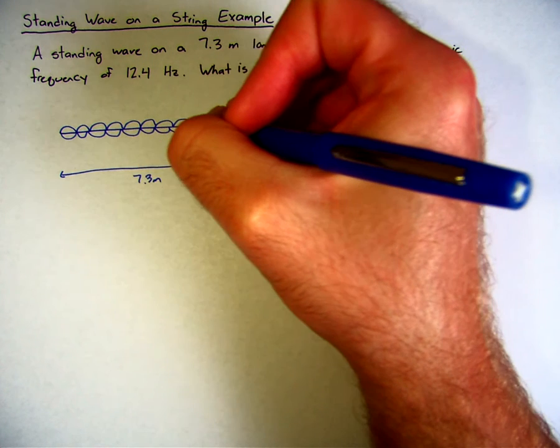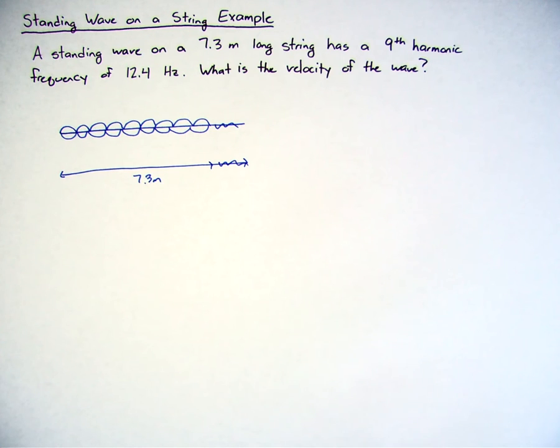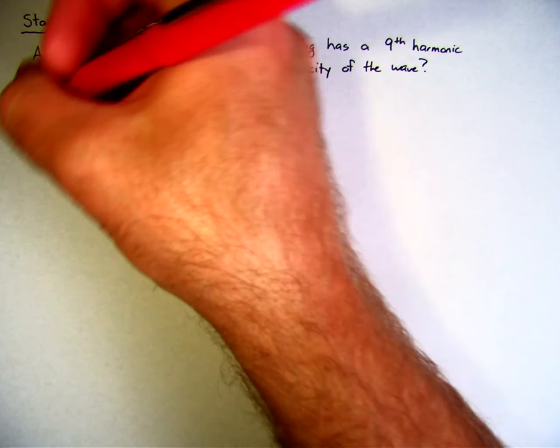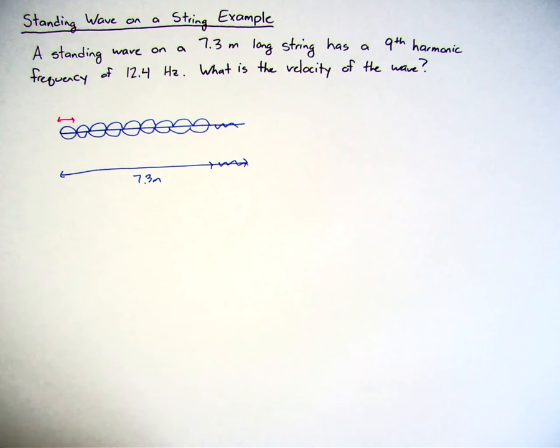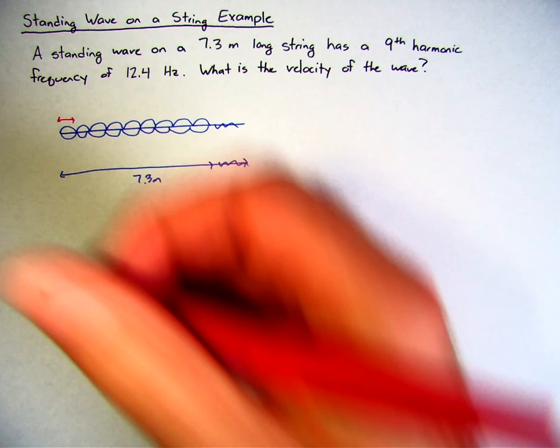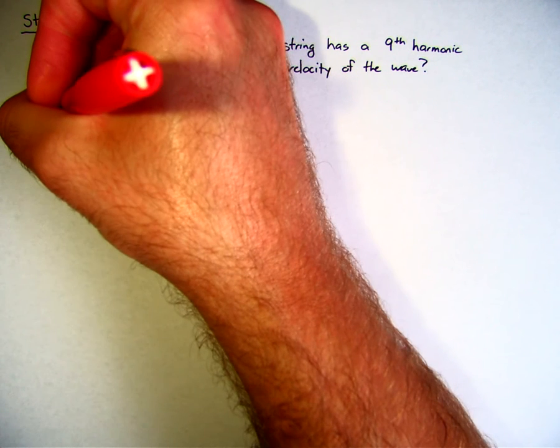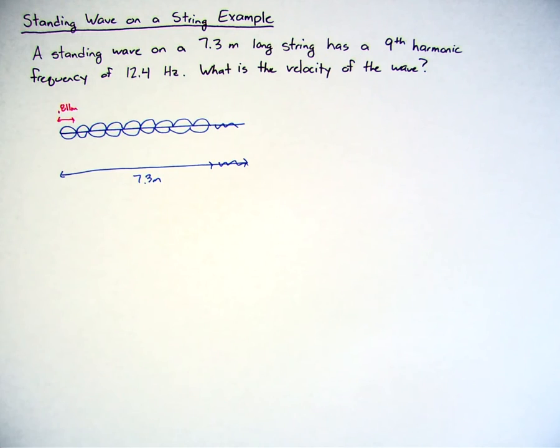What I can do then from this picture is figure out exactly how long one loop is, because I know that the 9 loops take up 7.3 meters. So all I have to do is take 7.3 divided by 9, and that gives me the length of each loop. So I know each one's going to be 0.811 meter.